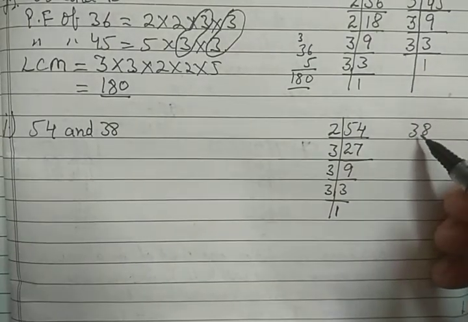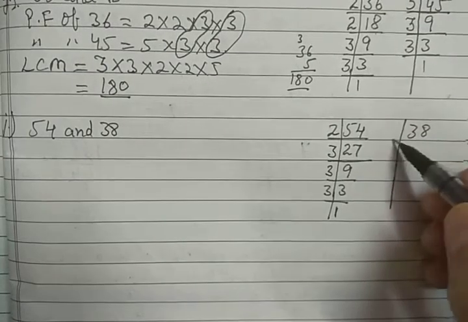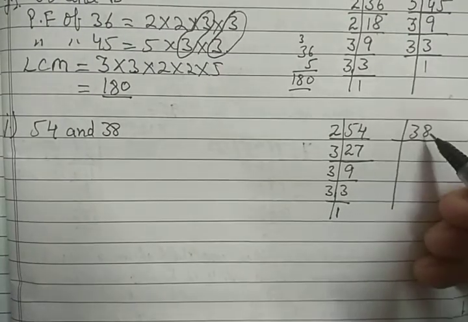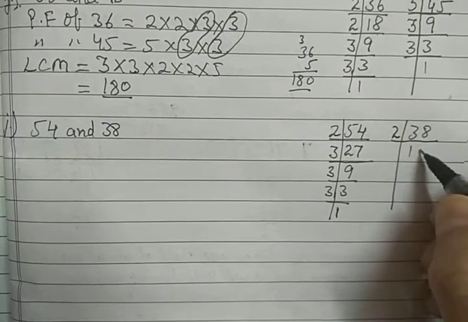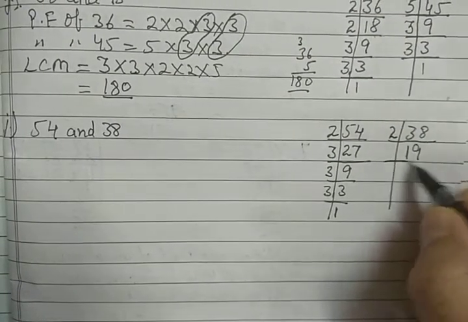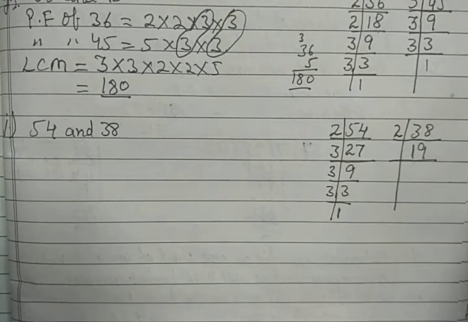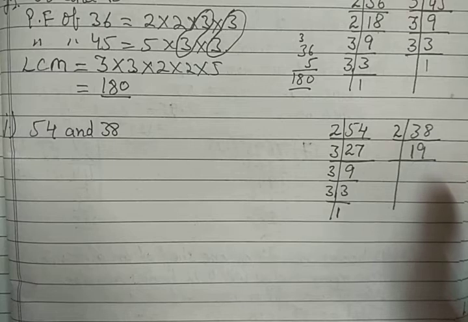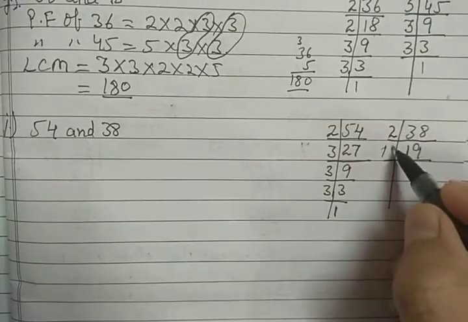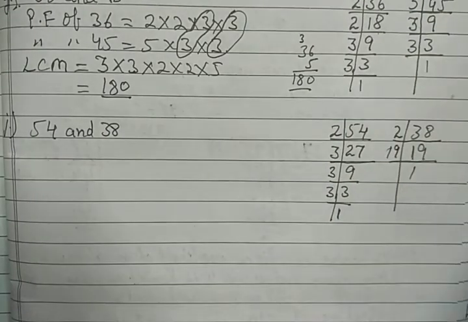Now the next number is 38. Do the prime factorization of 38. It is an even number. Again it will come in the table of 2. So 2 19s are 38. Now 19 is a prime number, so it will not come in the table of any other number. So we will recite the table of 19 only. 19 1s are 19.